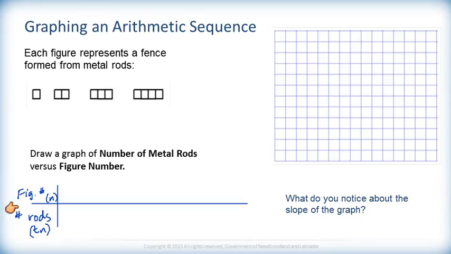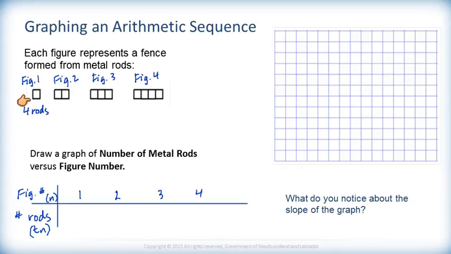Now we're going to graph an example of an arithmetic sequence. We've got a bunch of figures here. They're representing a fence formed from metal rods. So 1 metal rod per side. I've numbered the figures, figure 1, 2, 3, and 4. I'll put them down in my table. They'll be the values of n in this table.